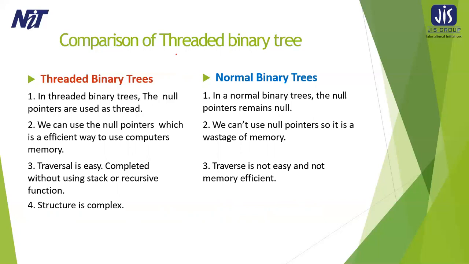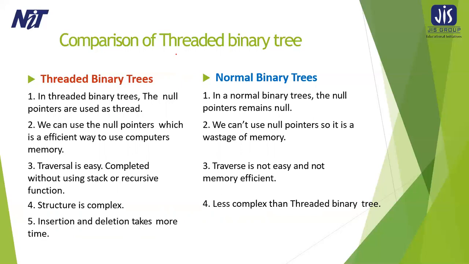In a threaded binary tree, the structure is complex. In a normal binary tree, it is less complex than a threaded binary tree. And in a threaded binary tree, insertion and deletion take more time, but in a normal binary tree, it is less time consuming than a threaded binary tree.